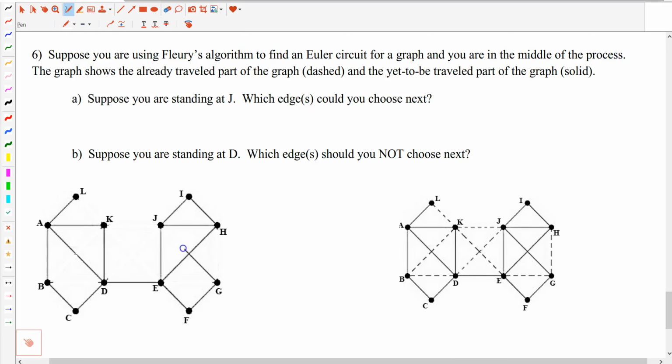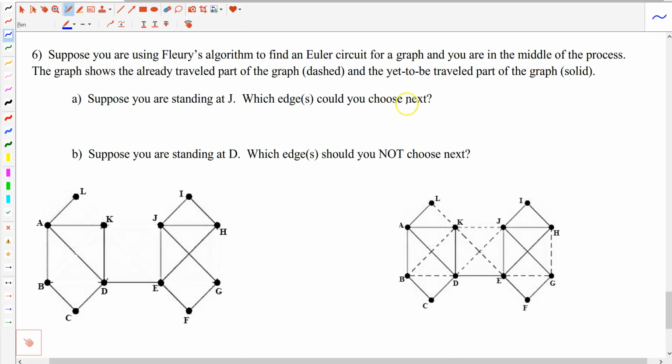What about this edge from J to G? If I were to remove that edge, is this graph still connected? Can I still get from any vertex to any other vertex? Yeah, I could. So from J to G, that's also a possible option. What about this edge right here from J to E? If I were to remove that edge, is it still possible for me to, for instance, get from L over to I? Yeah, I could still do that. So that edge is not a bridge either. So any one of those edges is viable.